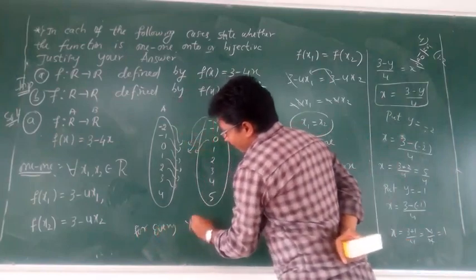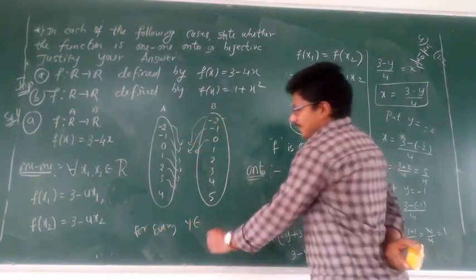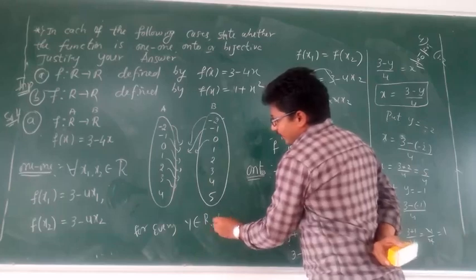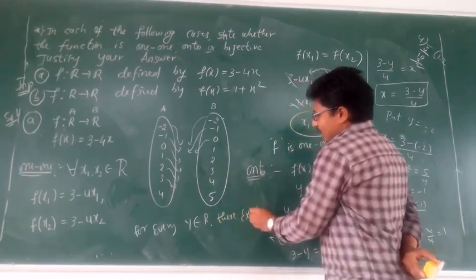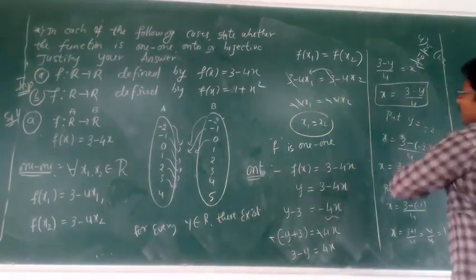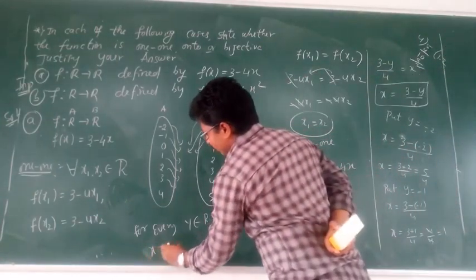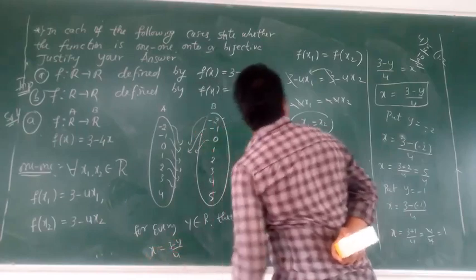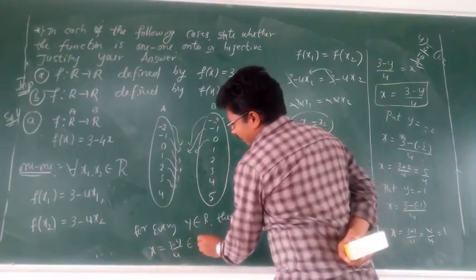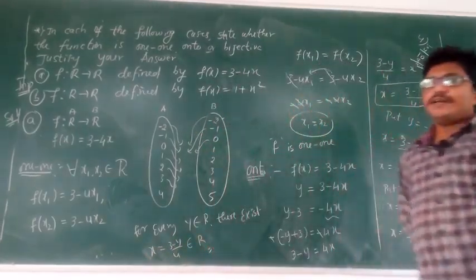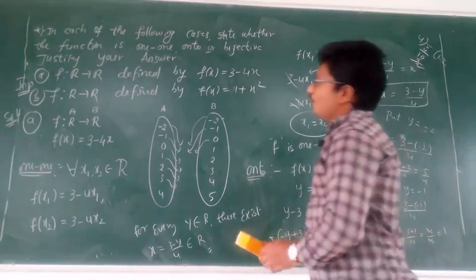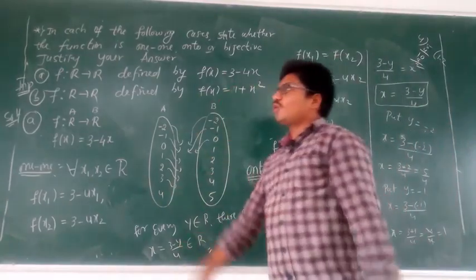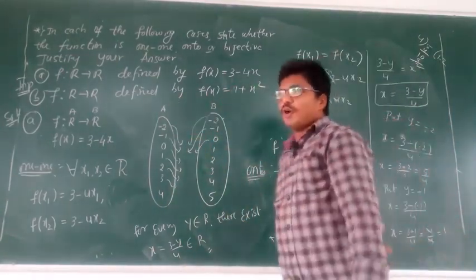For every y belongs to A, which is the set of real numbers, there exists x is equal to (3 minus y) divided by 4, which belongs to the real numbers. That's why it is an onto function. Directly we call it an onto function. Okay, I hope you understood this one. Next, go to the next problem, the B problem.